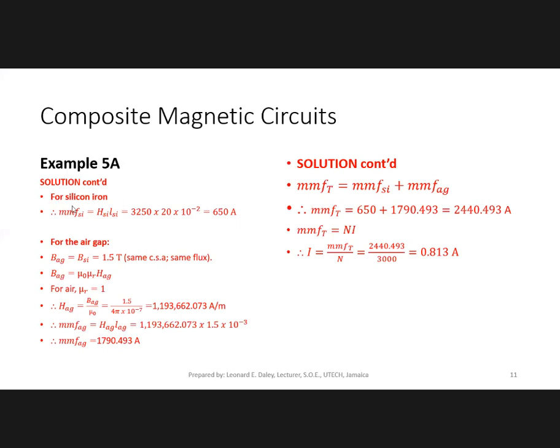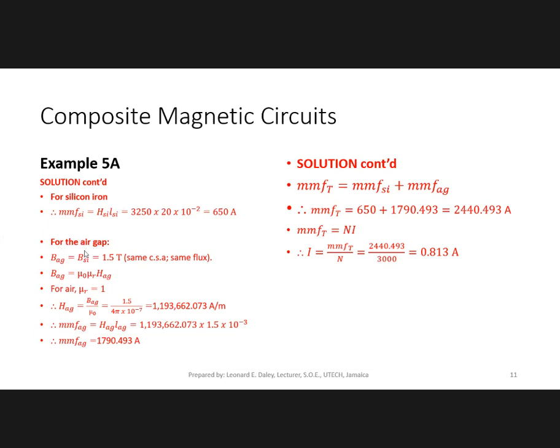So the MMF for the silicon iron would be the magnetic field strength, which we just found from the graph, times the length of the silicon iron. So it's 3,250 times the 20 centimeters, 20 times 10 to the minus 2 meters. So the MMF for the silicon iron is 650 amps.